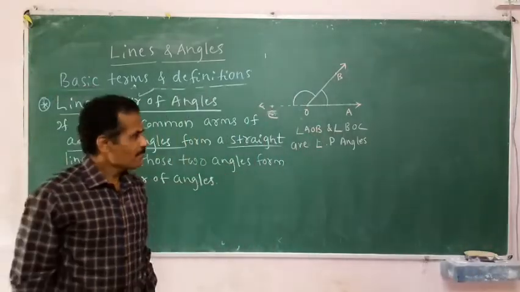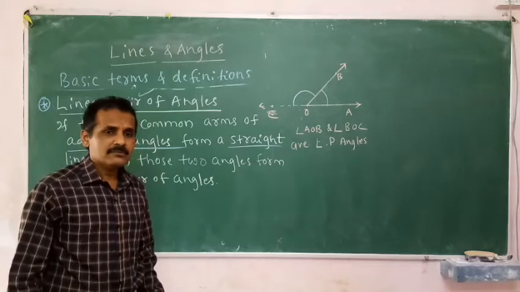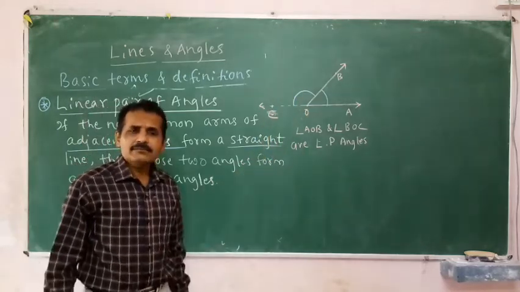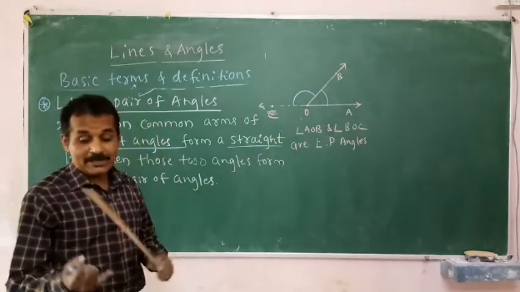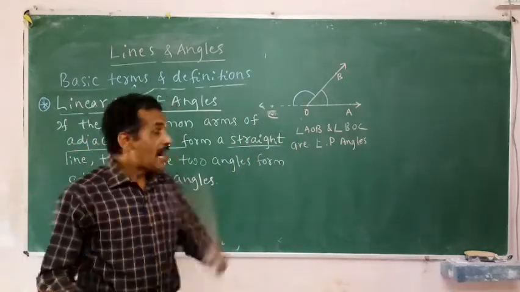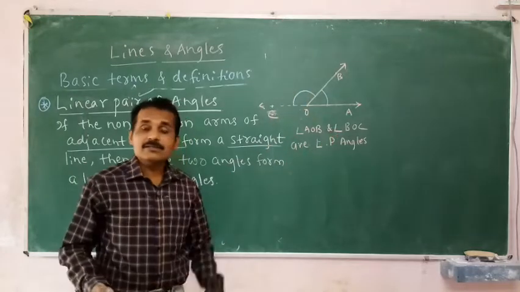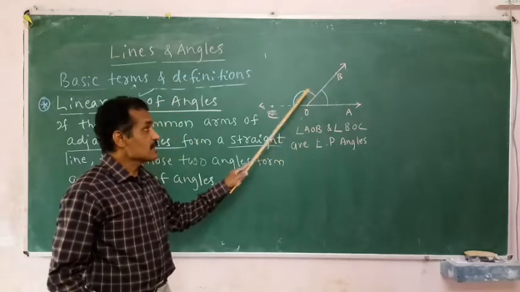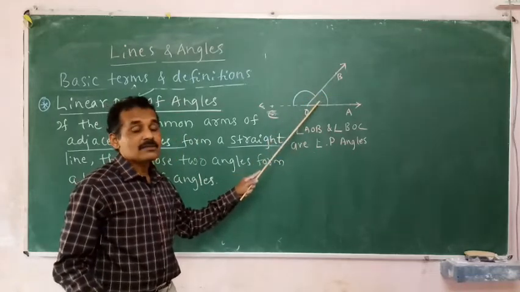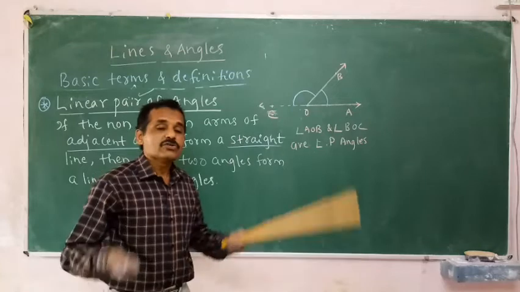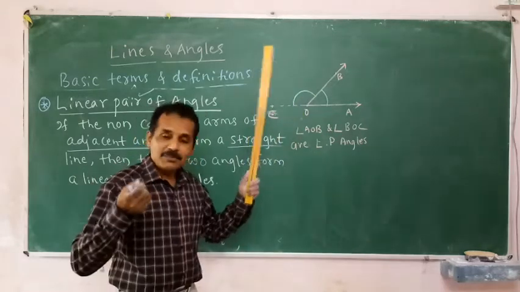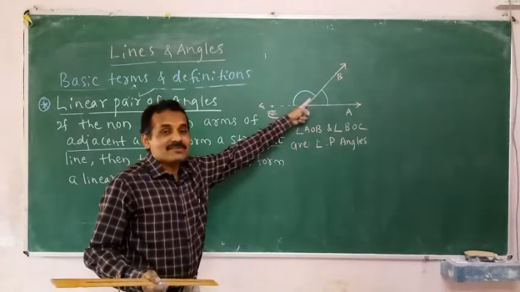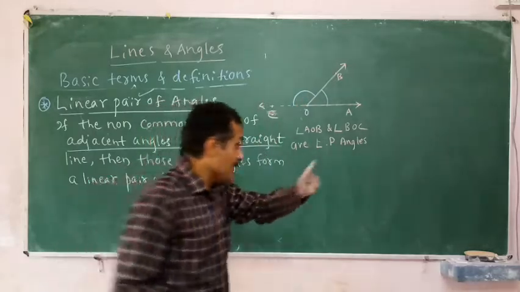My dear children, I want to ask you one thing. Can I call them supplementary angles? See, first of all, I can call them adjacent angles. I can call them a linear pair of angles. Can I call them supplementary angles? Yes, because the sum of the two angles is equal to 180 degrees. So definitely you can call them supplementary also. But supplementary angles need not be adjacent.